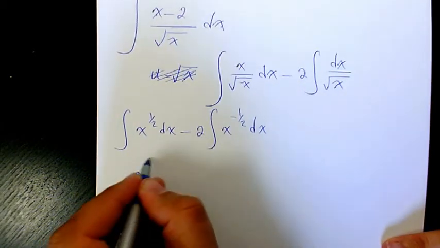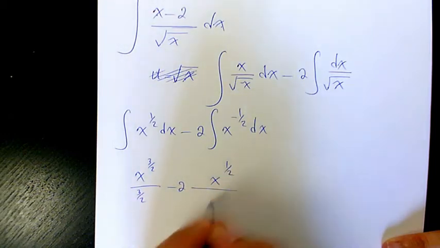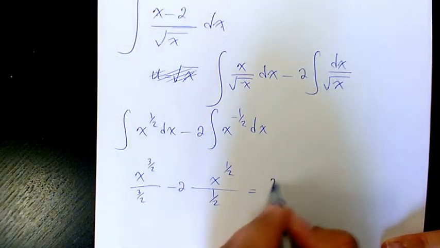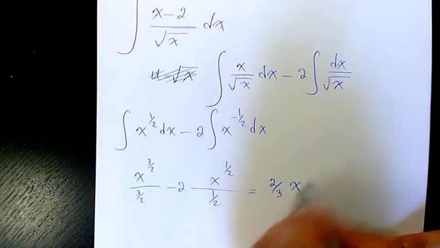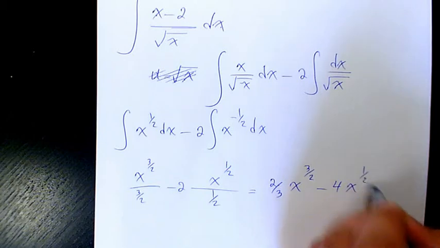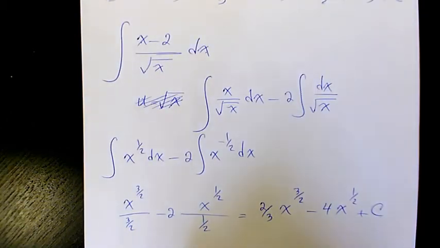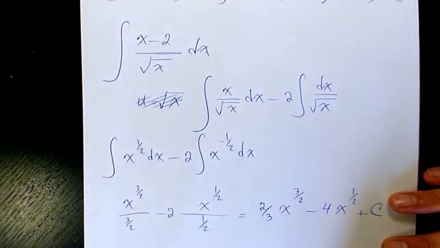So that's going to be x to the power of 3 over 2 over 3 over 2, minus 2 x to the power of 1 over 2 divided by 1 over 2. That's going to be 2 over 3 x to the power of 3 over 2 minus 4 x to the power of 1 over 2 plus c. That's going to be the final answer.